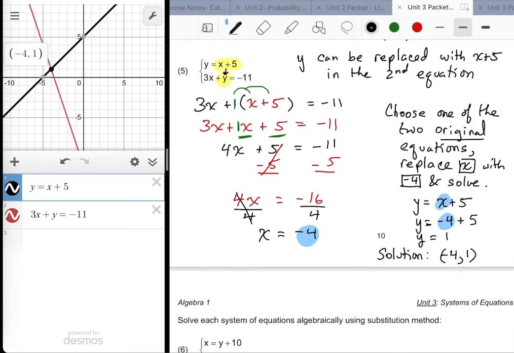This actually goes a lot quicker than the way I'm making it seem, because you see all this writing here and you're like, oh, this is going to take forever. It takes a few steps.